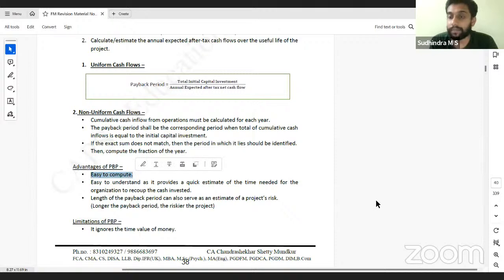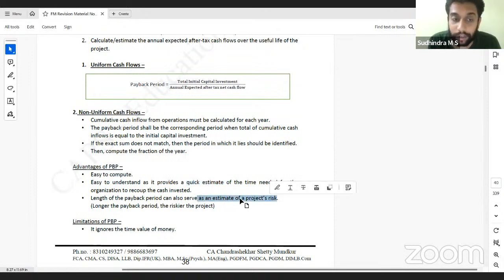Advantages. What are the advantages of payback period? It's easy to calculate. Very easy to calculate, right? Easy to understand as it provides quick estimate of the time, and length of the payback period can serve as an estimate of project risk. Longer the payback period, risk is higher. Correct? So it helps us in estimating the risk. These are the three advantages of payback period: easy to compute, easy to understand, and this helps us in analyzing the risk of the project.